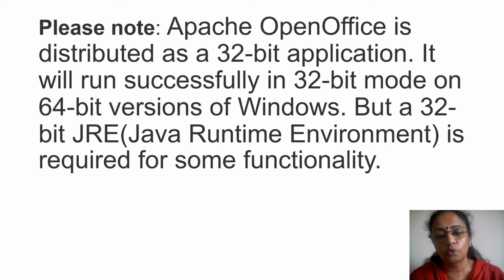You just have to go to your browser and search for a 32-bit Java runtime environment, and that also you have to download so that all the functionalities of Apache OpenOffice will be available. Whatever software we are going to learn further on, that is digital documentation, database, everything is going to be on OpenOffice. So the next video will show you how to download the Apache OpenOffice software, along with the JRE, that is the Java Runtime Environment.